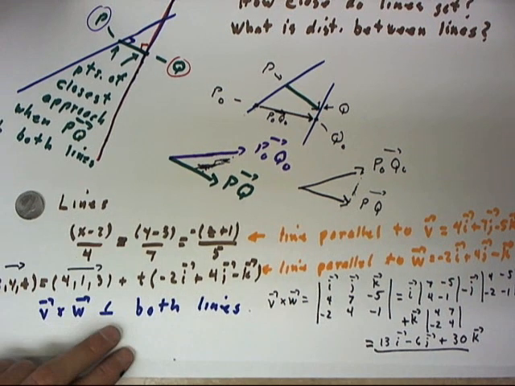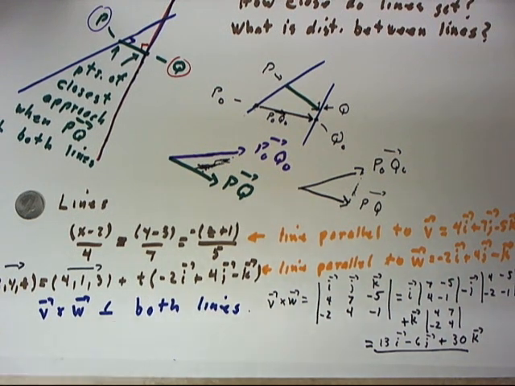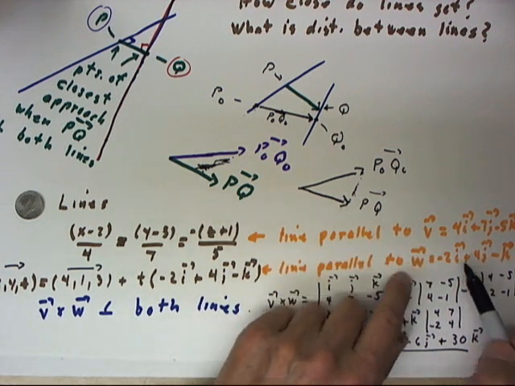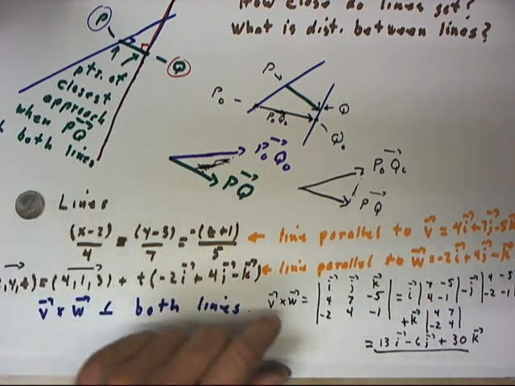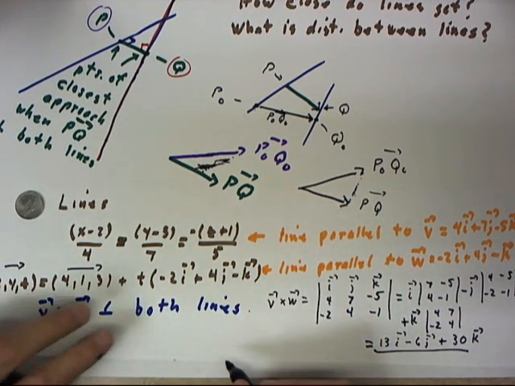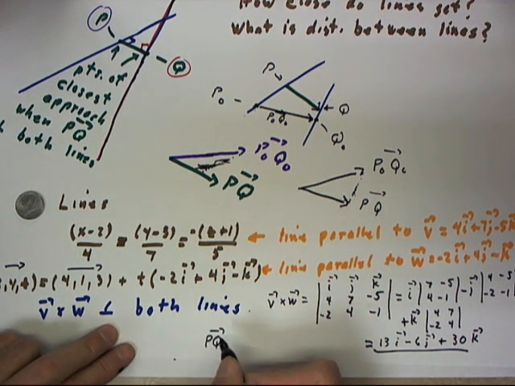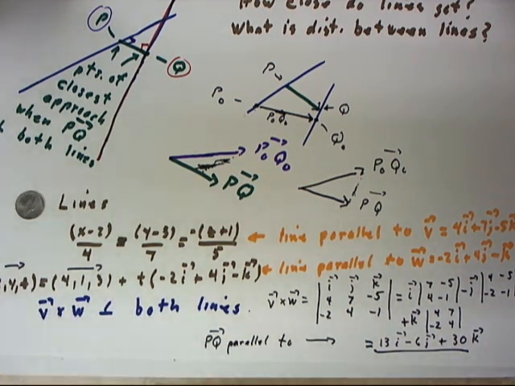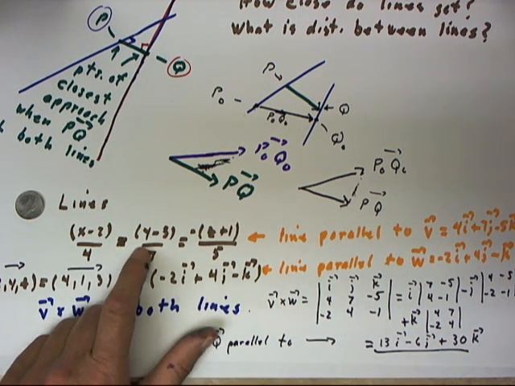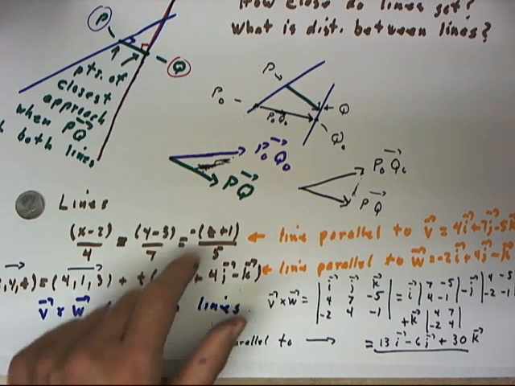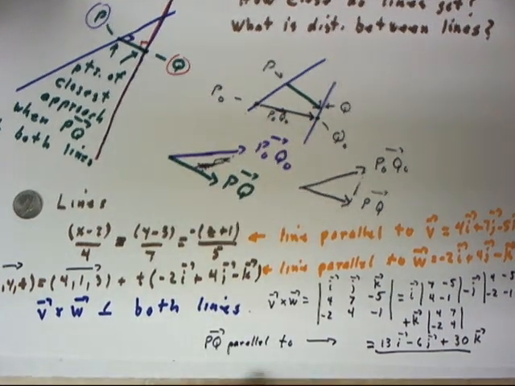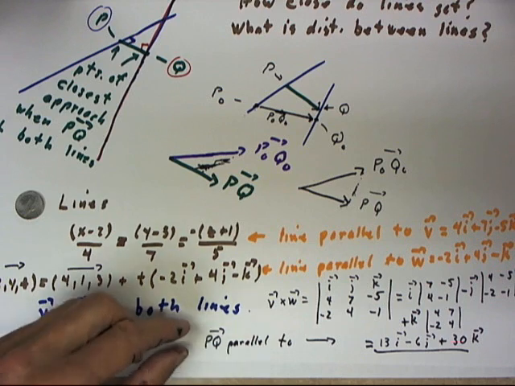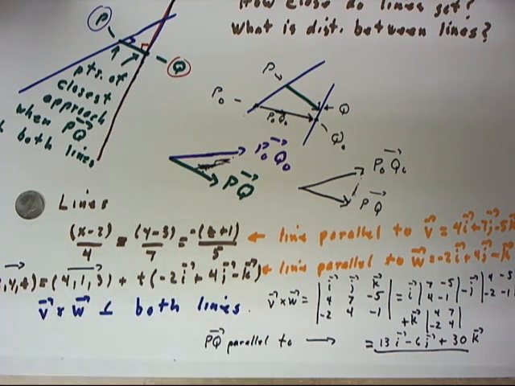So this vector is perpendicular to the vectors that are parallel to these lines, so we know that our vector PQ is parallel to this vector. If we then find a point on each line, we can form the vector between those points and project it onto PQ and obtain the distance between the two lines.